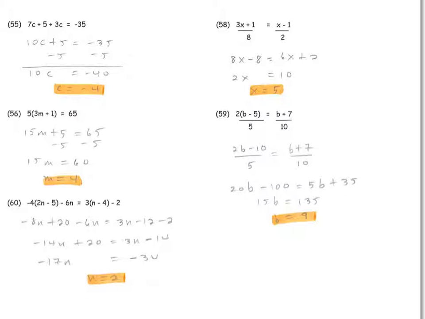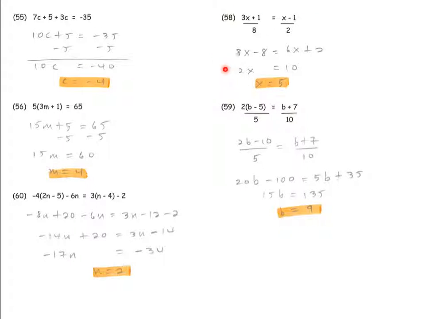You could have done the exact same thing by moving this to the right and this to the left. You would have had positives instead of negatives, but you would have still had n equals 2. I think we already did the one at the top, but I'm going to check. Yep, we're ready for number 58.